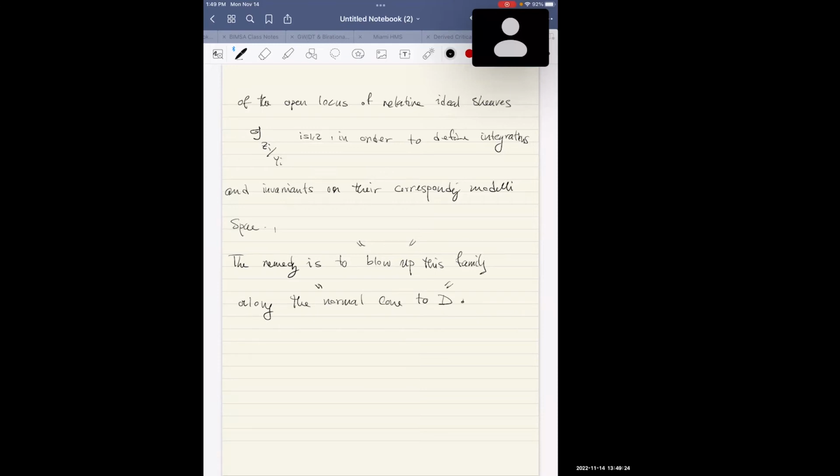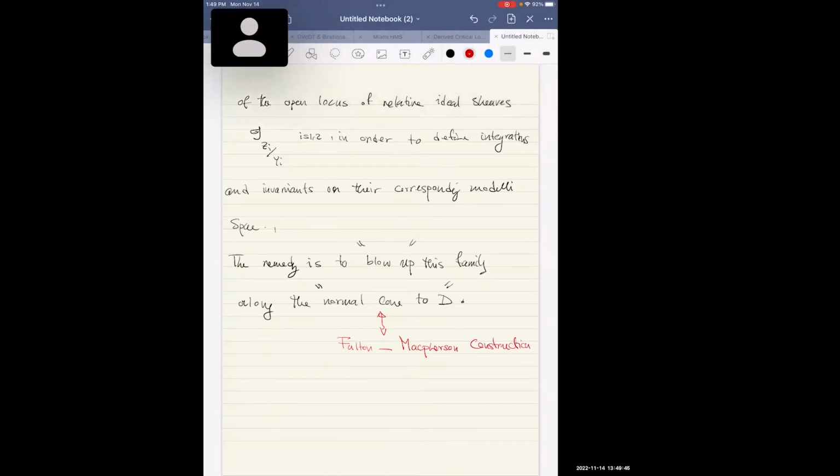Okay, what does that mean? And where is it coming from? And what good is it for? This is, by the way, due to William Fulton and MacPherson's construction. So let me show you what degeneration to the normal cone, or blow up to the normal cone, really is.